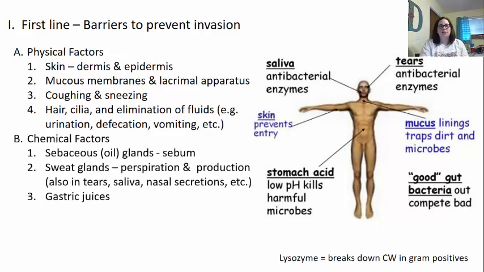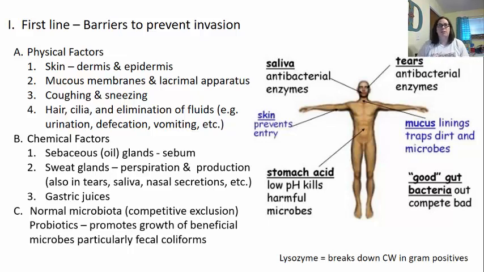We also see there are chemical factors that are part of this first line. This is your sebaceous or oil glands, which create sebum. Also your sweat glands for your perspiration, and the production of tears, saliva, nasal secretions, and so on. And then the gastric juices, which are your stomach acid, which allows for a lower pH and kills most harmful microbes. If you look over here in the picture, it shows you most of these and where they are located. Lysozyme breaks down the cell walls of gram-positive bacteria. This is why it's a good enzyme for your secretions to have in them.